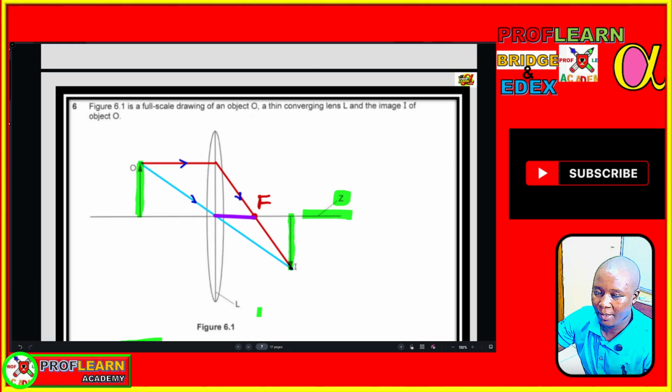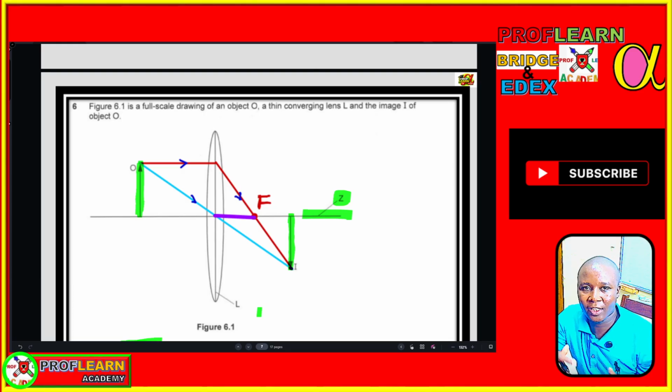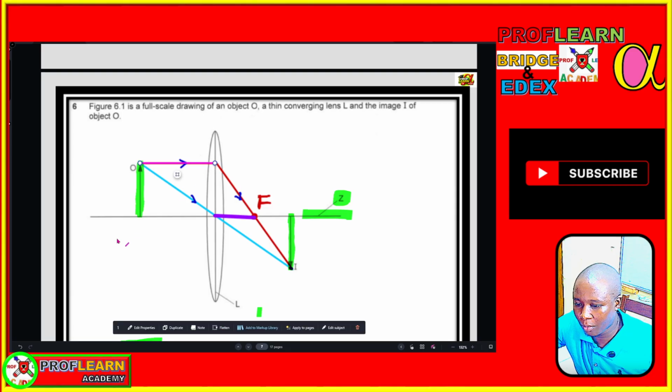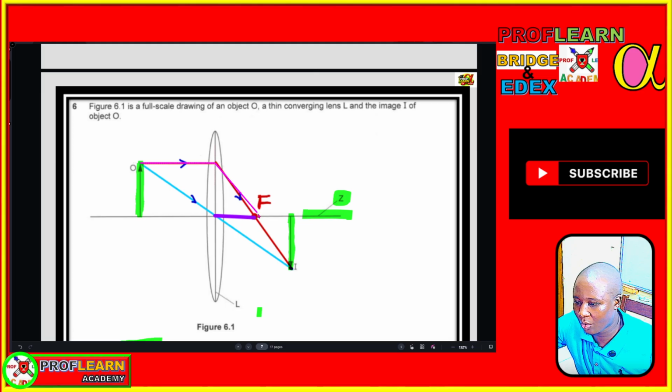So I decided to construct the image. Usually the first line that you construct whenever you are dealing with ray diagrams of thin lenses is a straight line from the top of the object. You can see here, from the top of the object you draw a line that is parallel to the principal axis. The moment that line meets the lens, you pass it, and that line should go to the top of the image. The second line runs from the top of the object through the optical center of the lens.